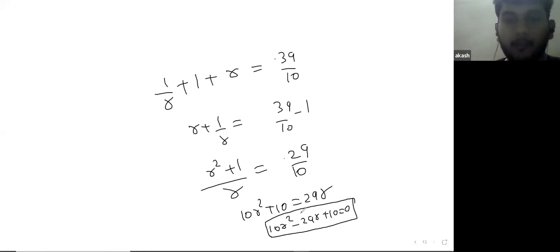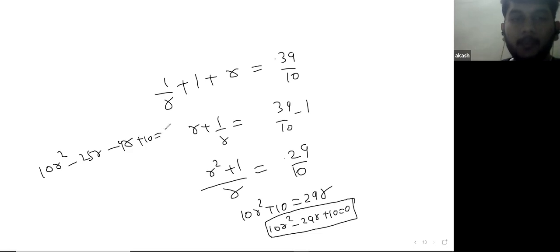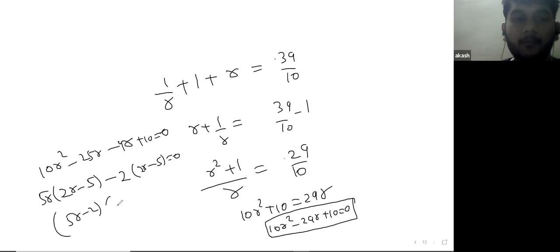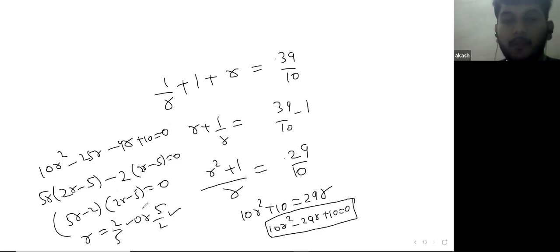Can you find the values? Here we have 10r square. Can I write this as 25r minus 4r plus 10 equals 0? So taking 5 common, 5r, 2r minus 5 minus 2 common, so 2r minus 5 is 0. So r can be 5 by 2 or 2 by 5. Are we clear? All the steps are clear.